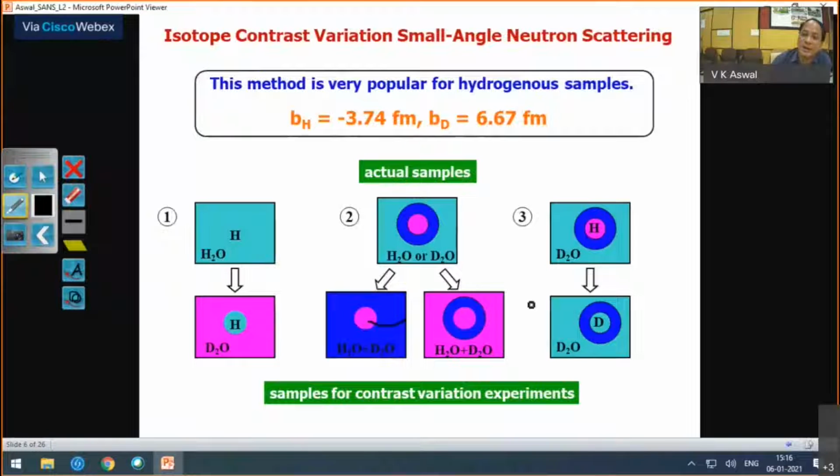But you can also do internal contrast variation. You can also deuterate your core, and then you will only see the shell part. So this is called internal contrast variation. If you have a chemistry you can control on your sample, this one is preferred, because in this case you will have a low incoherent background, since the deuterated solvent is in larger amount in the sample. So internal contrast variation is preferred also.